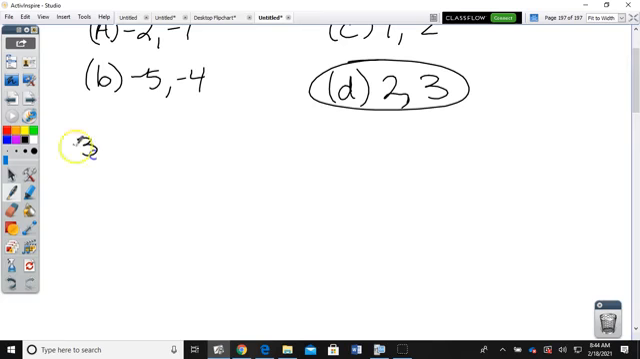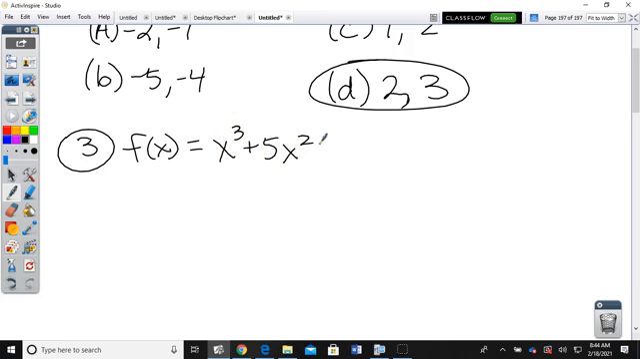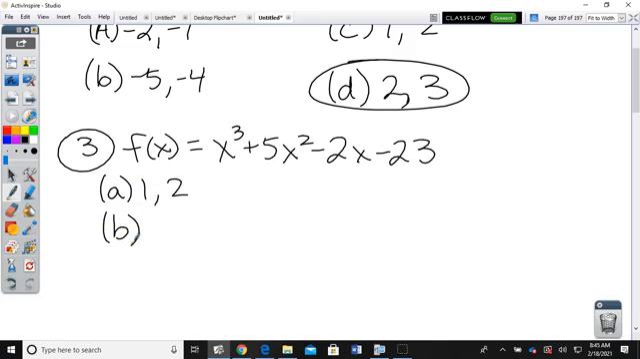3 is the same way. I gave you 2 of these. So f of x equals x to the third plus 5x squared again. This time it's minus 2x minus 23. And A says 1 and 2, B says negative 6 and negative 5. C is negative 3, negative 2. And D is negative 5, negative 4.